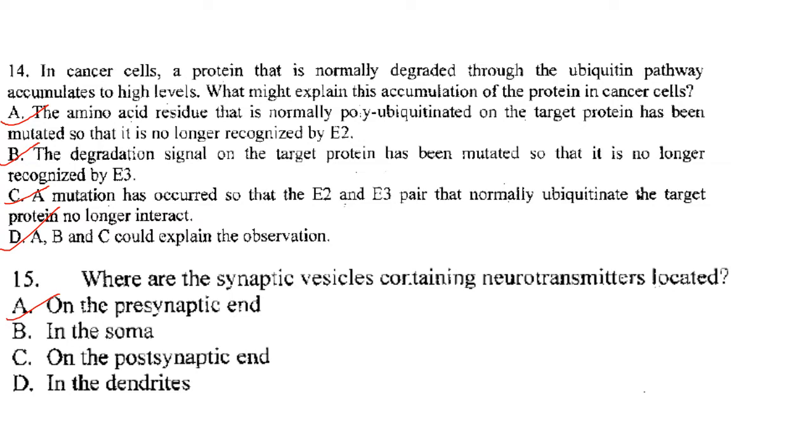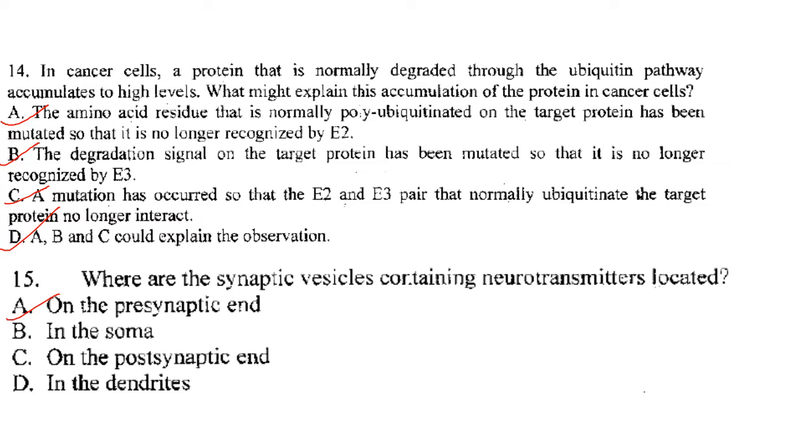Not in cancer cells. In normal cells, the protein is normally degraded through the ubiquitin pathway. But in cancer cells, a protein that is normally degraded through the ubiquitin pathway is accumulating to high levels. Now what may be the reason for this high level accumulation of this particular protein?